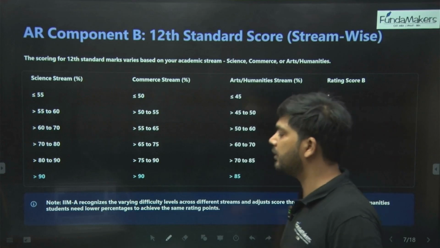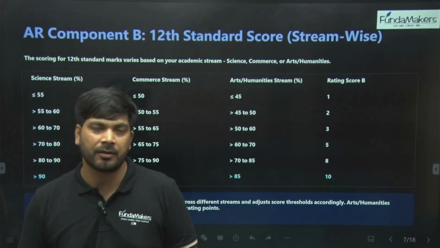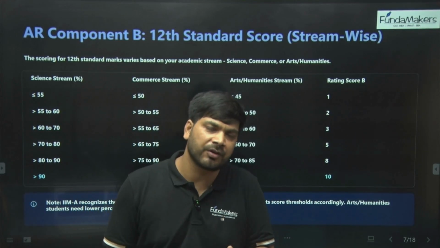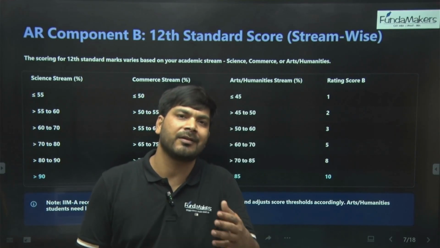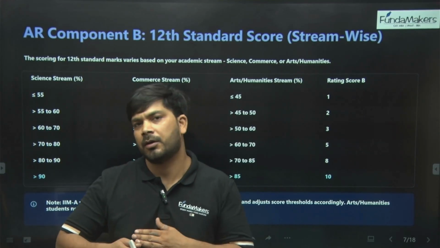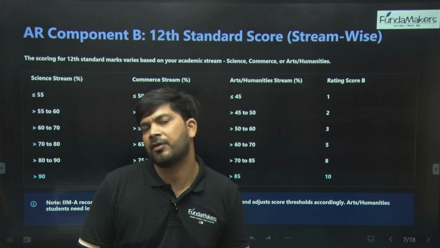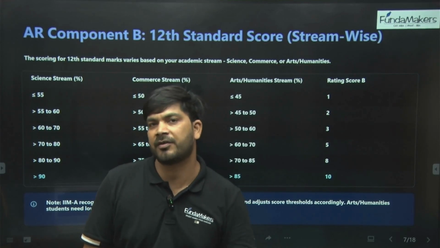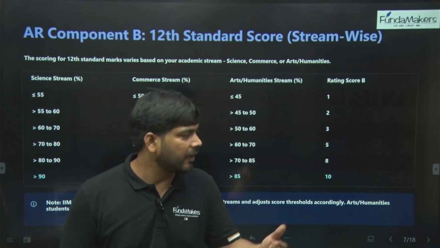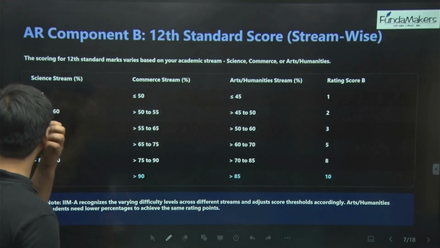If you look at the 12th, the 12th percentage points are divided into different streams as well. If you are a commerce student with 85% marks, you will have different points than a science student who is getting the same marks, right? So here is the table, a tabular compilation.